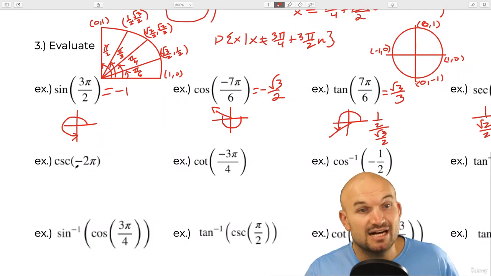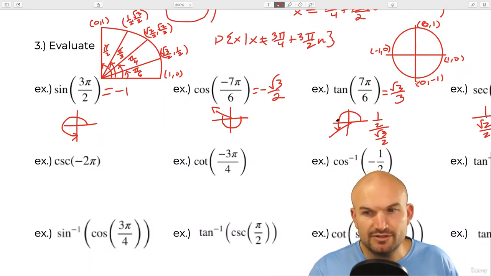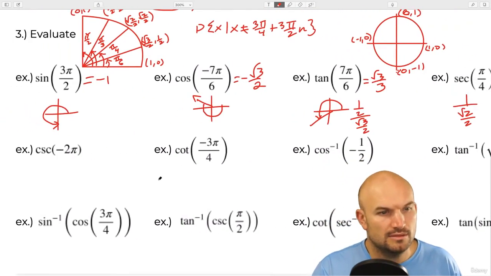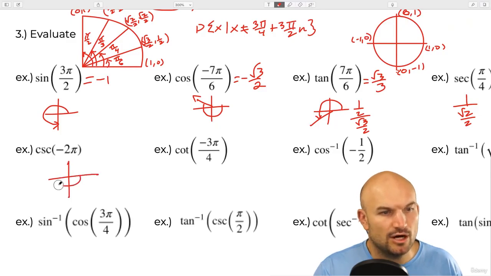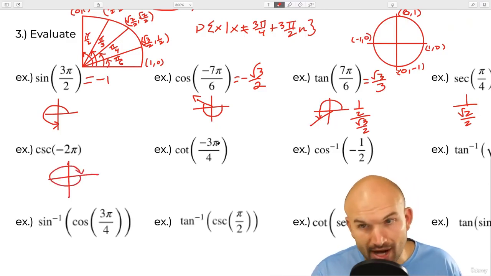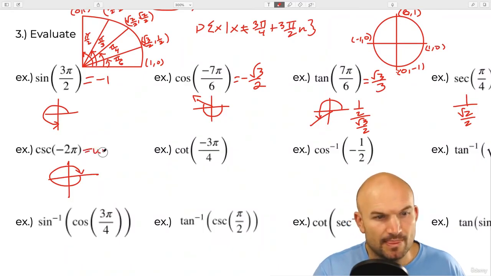All right, cosecant of negative 2 pi. So negative 2 pi, that's going to be all the way around the circle. That's going to be 1 over y, which is 1 over 0, which you can see here is going to be undefined.